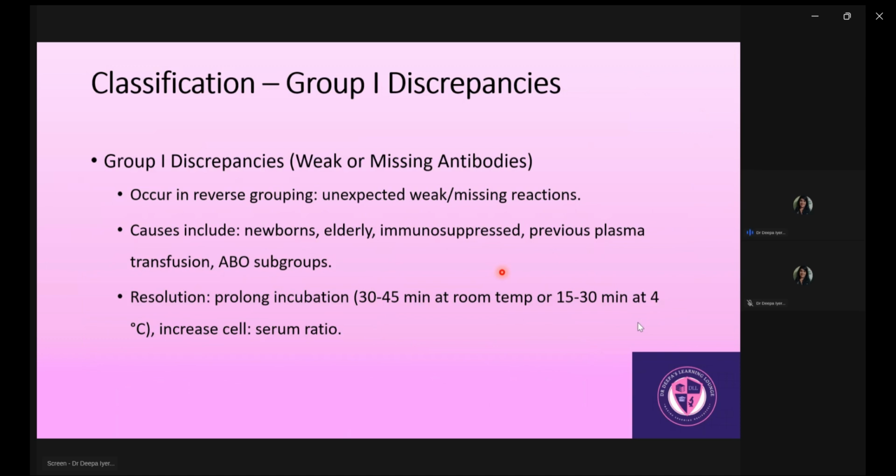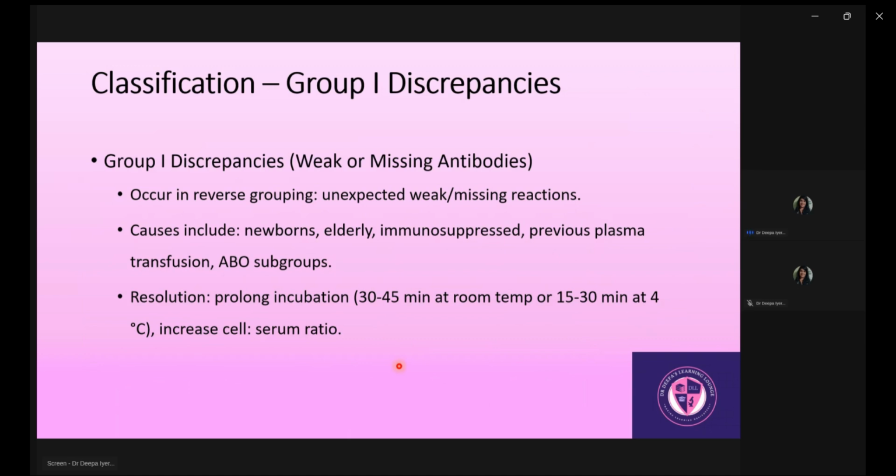Patients in immunosuppression, patients on bone marrow transplant, post-chemo patients, patients after a very recent plasma exchange transfusion, and diluted antibody levels. For the patient with weak or negative reverse reaction, what do you do? Now you have an individual where the forward grouping is showing A positive, and the reverse is not showing any reactivity with B, or very weak.